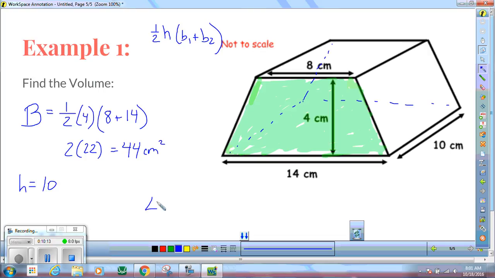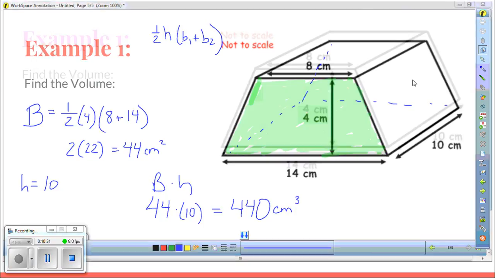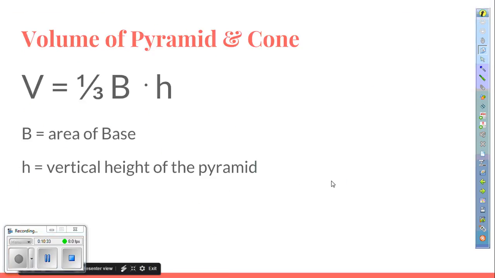So when I take the area of the base, which is 44, big B, times h, which in this case is 10, looks like our volume is going to be 440 centimeters cubed. Volume is always cubed. Don't forget that. So that is how we use those area formulas. Volume for a pyramid and a cone.